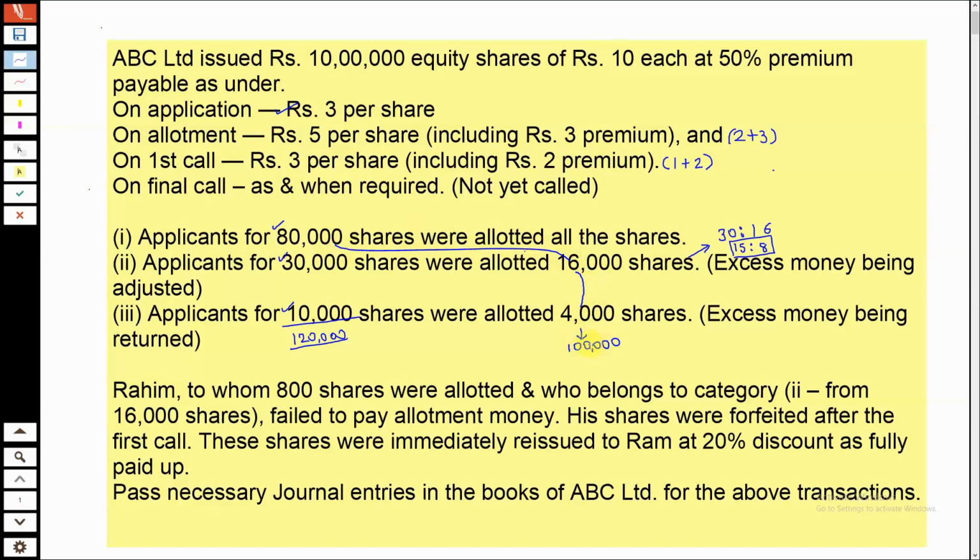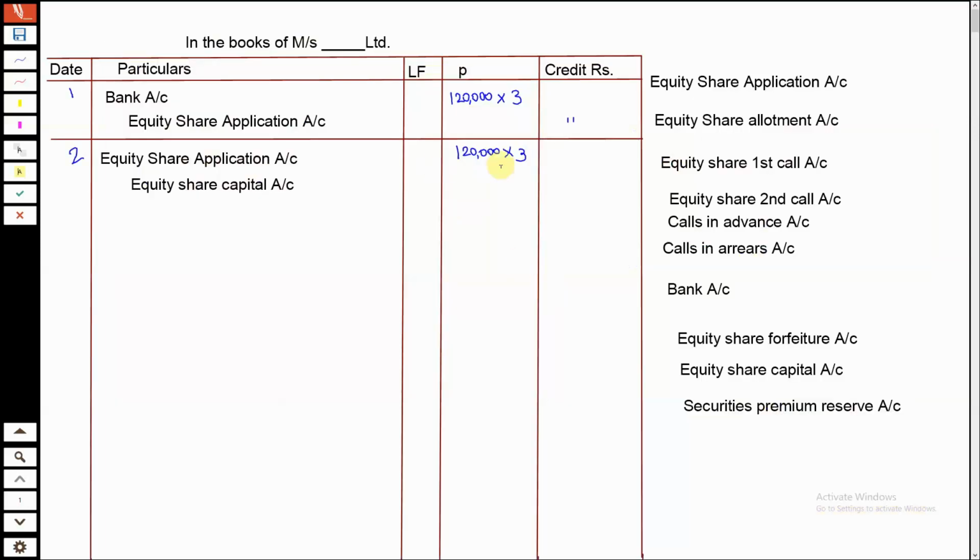And how to confirm this amount? Look here. 1 lakh shares the company is issuing, so the company has given 1 lakh shares. On this 1 lakh shares we have a legal right to take these 3 rupees. So I am writing here 1 lakh shares per 3 rupees is our capital.